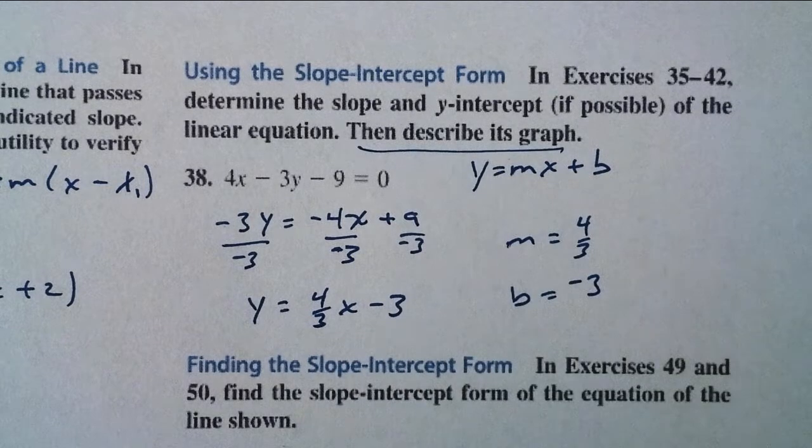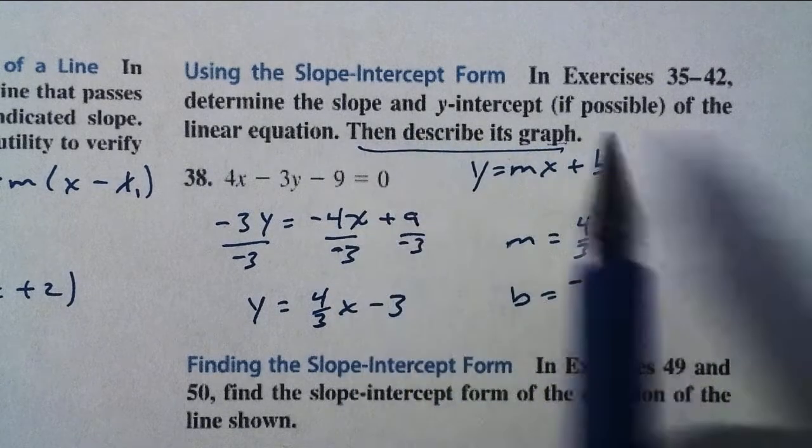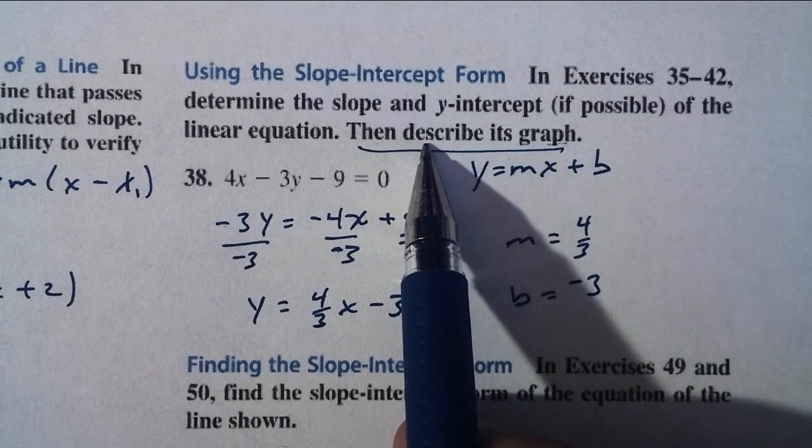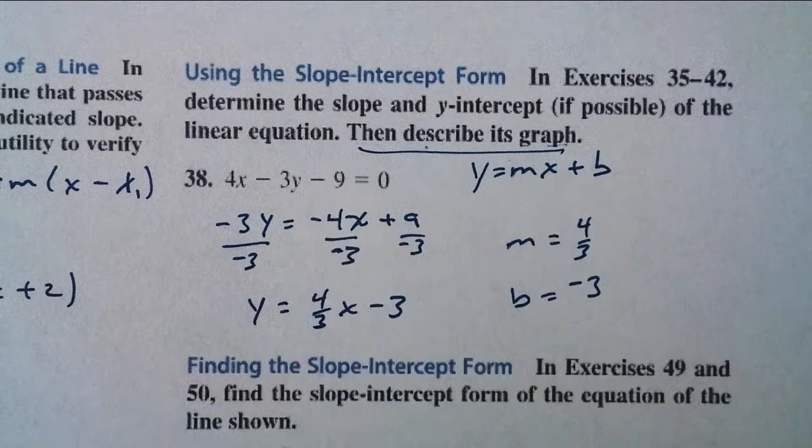Now, to describe the graph, I probably would just say it's a line that has a slope of 4/3 and a y-intercept of -3. So once again, this is when they're asking a second part of the equation, unless it's like an A, B, C kind of problem, then I'm just interested in the first question.